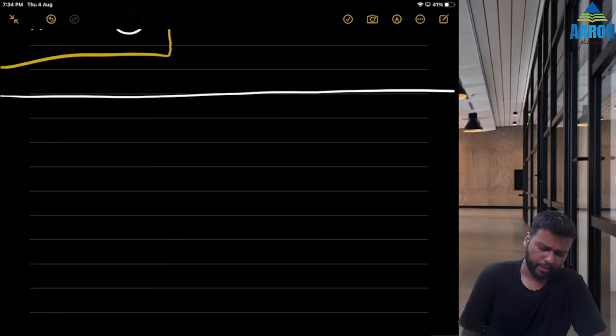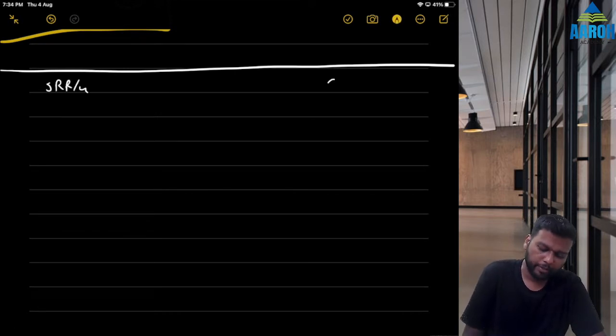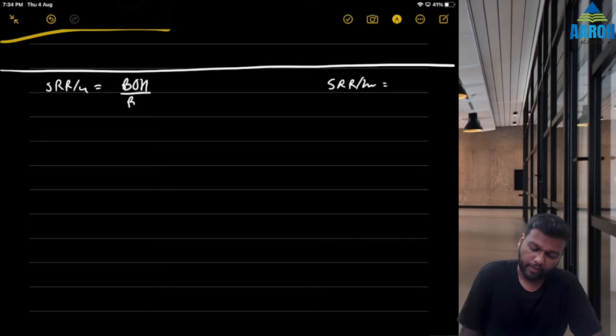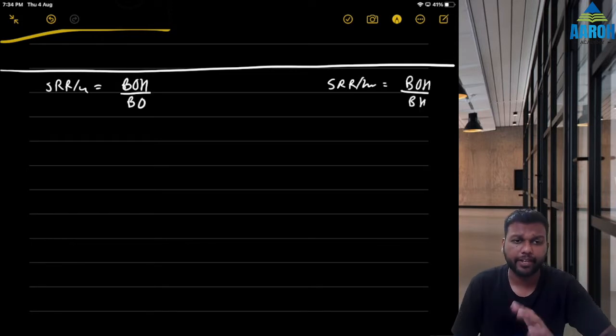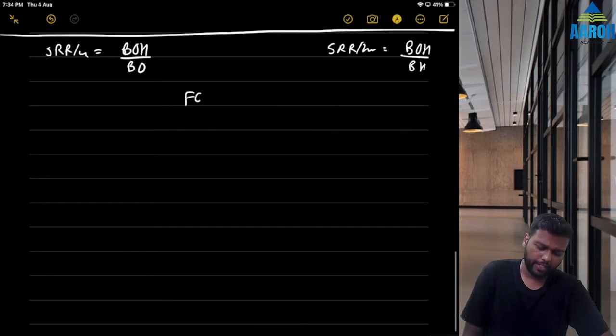So again, just like variable overheads, for fixed overheads also, the first step should be SRR per unit and SRR per hour. You should always see if this is given or you have to calculate budgeted overheads upon budgeted units or budgeted outputs, and budgeted overhead upon budgeted hours. So standard recovery rate per hour and per unit. Fine. Now let's calculate fixed overhead variances. First is fixed overhead cost variance.